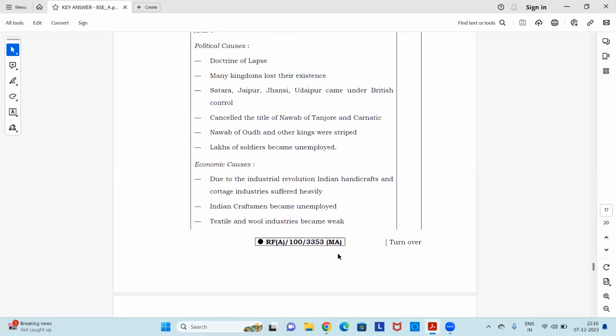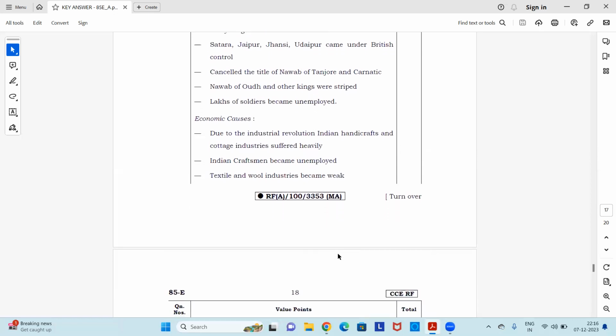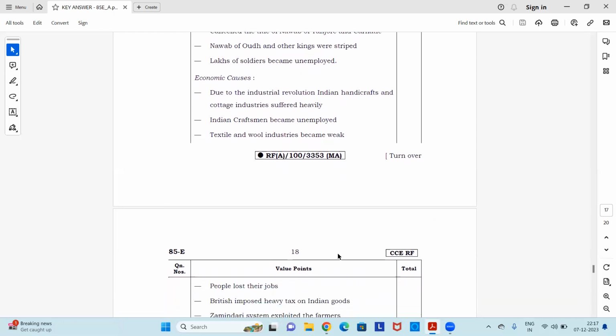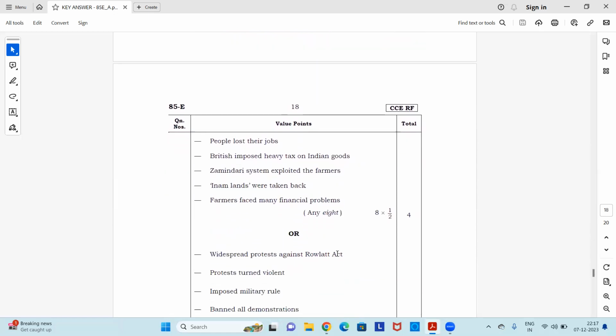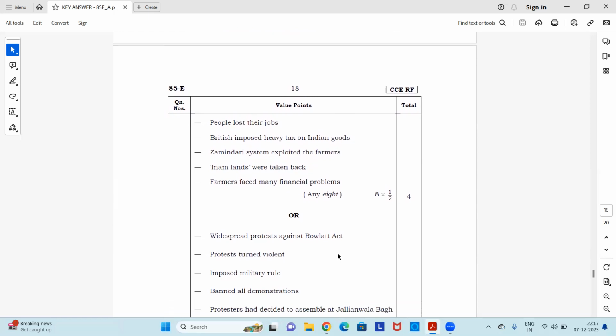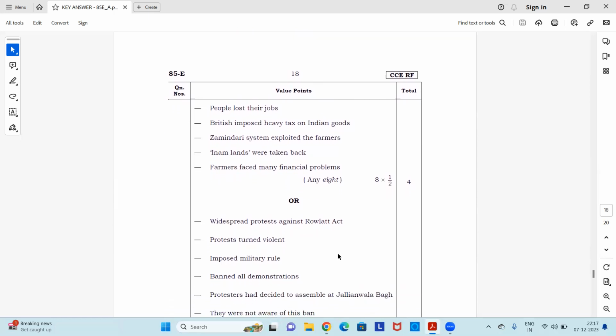Now the economic causes. Due to the industrial revolution, Indian handicrafts and cottage industries suffered heavily. Indian craftsmen became unemployed. Textile and wool industries became weak. People lost their jobs. The British imposed heavy tax on Indian goods. The Zamindari system exploited the farmers. Inam lands were taken back. Farmers faced many financial problems. So, any 8 points.